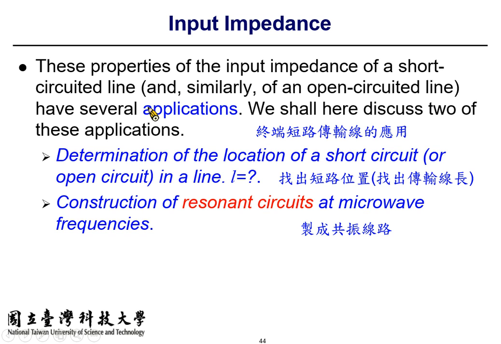So the next question is, what can we do with a short circuit line? What kind of application can we have with this short-ended or open-ended transmission line? So in the textbook, it discusses two kinds of applications. One is the determination of the location of a short circuit. Well, this sounds a little bit trivial, okay. So you want to know where the short circuit position is, or what is the length of the transmission line.